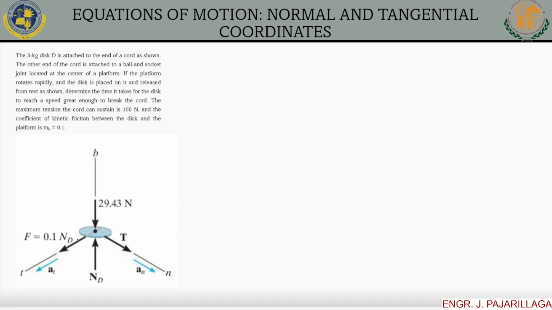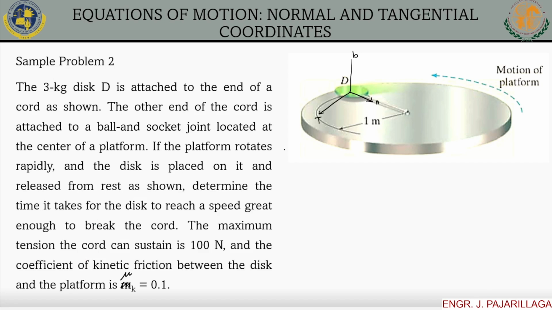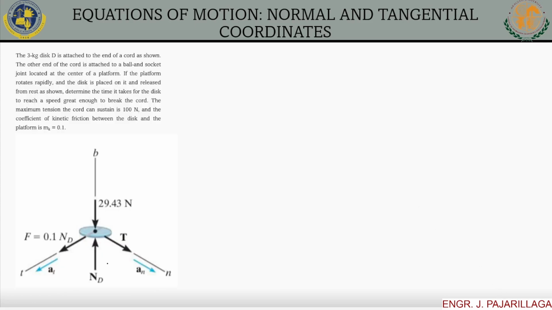Sir, bakit po yung friction is along the direction of acceleration? As sabi dito, umiikot daw yung ating platform. So, umiikot ito and then ilalagay ko to at rest. Therefore, yung friction or yung connection between the disc D and the platform, yung magko-cause ng motion for disc D. And that connection is the friction between them. Okay? That is why yung ating friction this time is on the positive or in the direction of the acceleration.